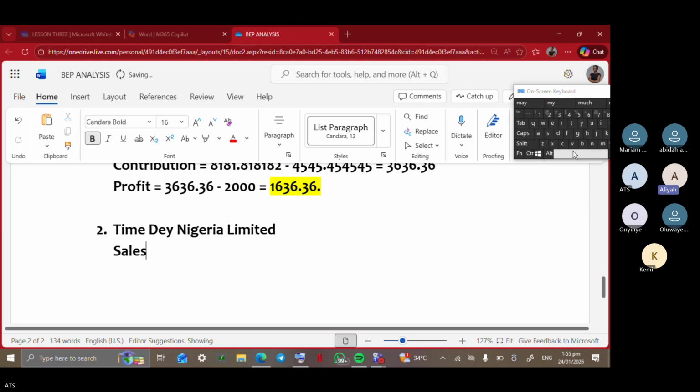Difference between 800 and 595, 205. Then less provision for tax 40%, 82,000. Then net profit after tax 123,000. Required A. Calculate the break-even point for last year.